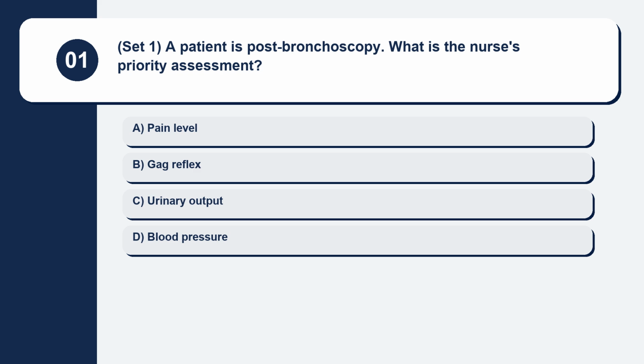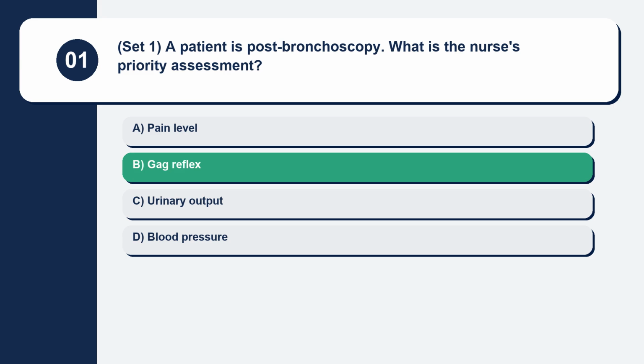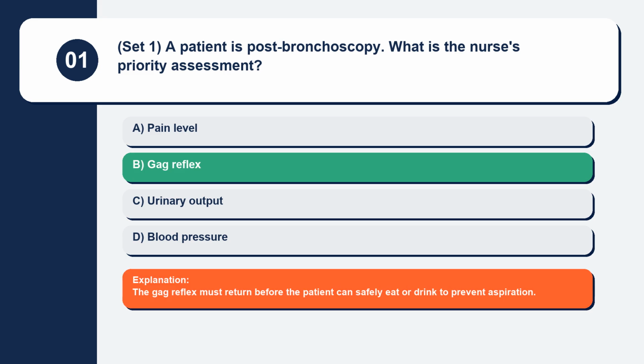Question 1. Set 1. A patient is post-bronchoscopy. What is the nurse's priority assessment? Pain level, gag reflex, urinary output, blood pressure. The gag reflex must return before the patient can safely eat or drink to prevent aspiration.